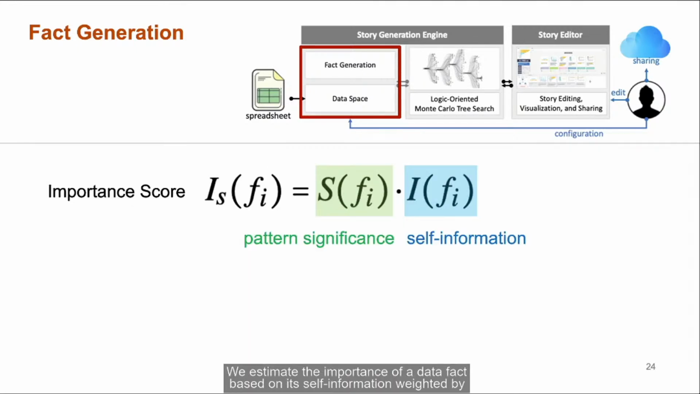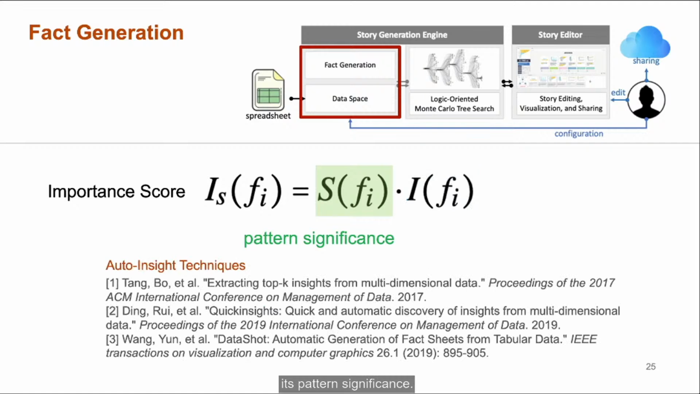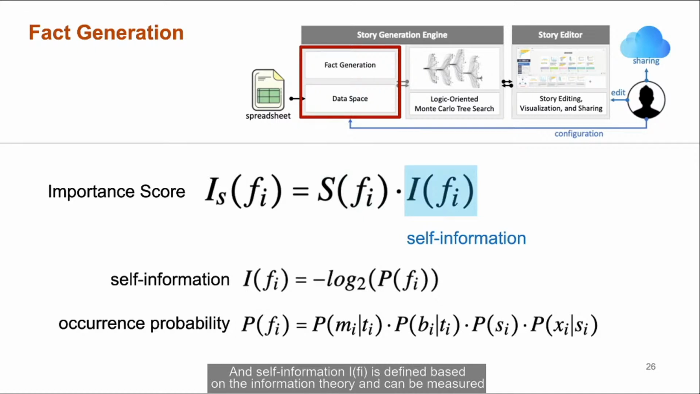We estimate the importance of a data fact based on its self-information weighted by its pattern significance. In particular, SFI estimates the significance of the data patterns described by the fact, which is calculated based on auto-insights techniques. And self-information IFI is defined based on information theory and can be measured in bytes using the following formula, where PFI indicates the occurrence probability of the fact given the input data.